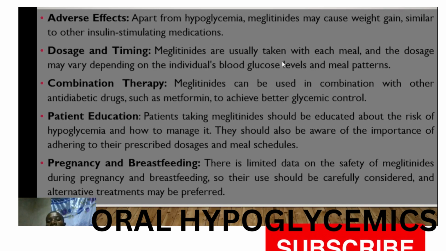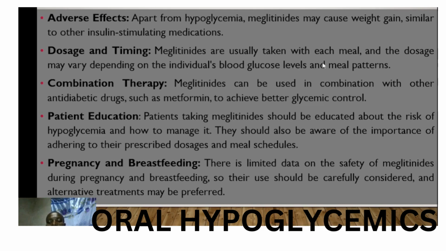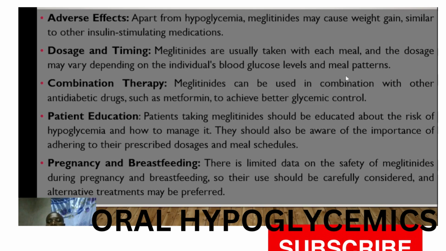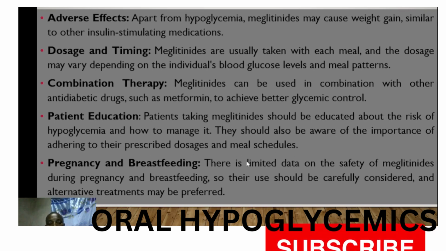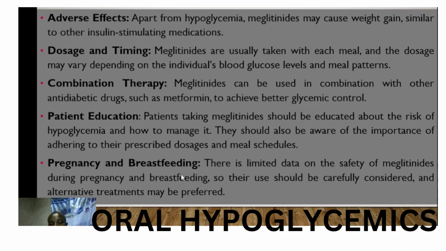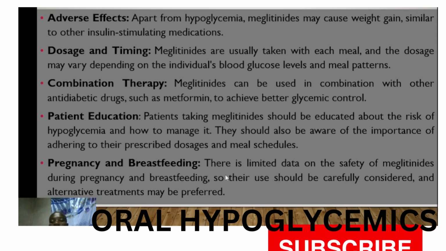So meglitinides are usually taken with each meal and the dose may vary depending on the individual's blood glucose level and meal patterns. They can be combined with other medications such as metformin to achieve better glycemic control. Patients need to be educated about the risk of hypoglycemia and how to manage it. They also need to be aware of the importance of adhering to the prescribed dosages and meal schedules. There has been limited data on the safety of meglitinides during pregnancy and breastfeeding, so their use should be carefully considered and alternatives should be explored where possible.